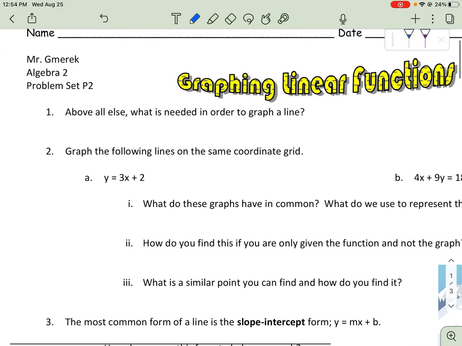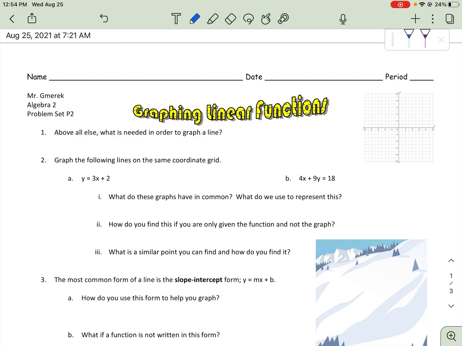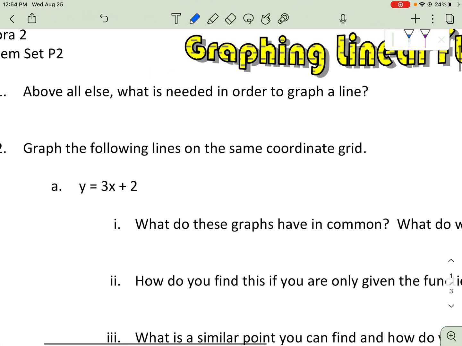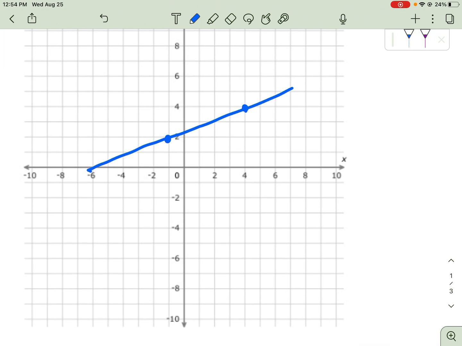Number one, above all else, what is needed in order to graph a line? Well, to graph a line, you gotta have 2 points. Any 2 points will do, because once you have 2 points, if this is a point on a line and this is a point on a line, then I simply can connect those 2 points with a line. So as long as I have 2 points, I can draw a line.